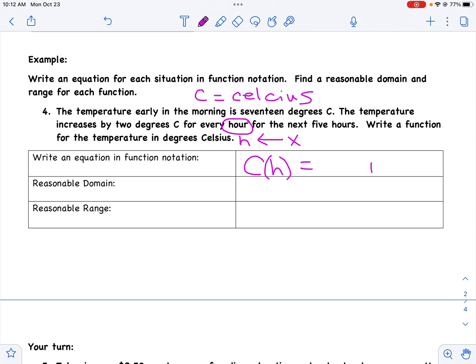So we start at 17 degrees. That's my y-intercept or my starting value. And then it is increasing each hour by 2. So 2 per hour.